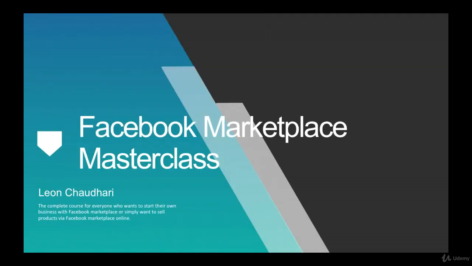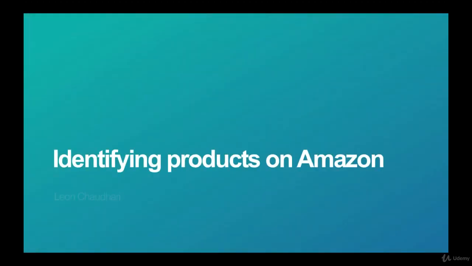In this video, I would like to talk with you about identifying products on Amazon. And there are basically two factors for which we should look out for. So these two factors are the profit margin and the quantity. So first of all, what does that mean? Well, when we look for a product, we want to find a product with a high profit margin.